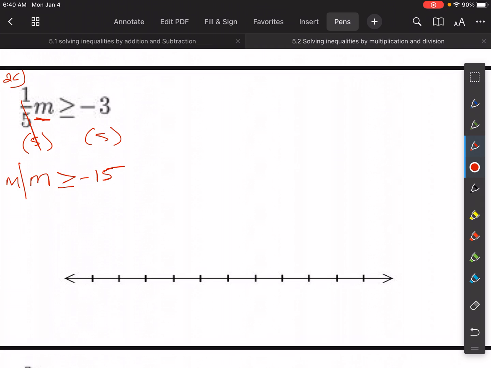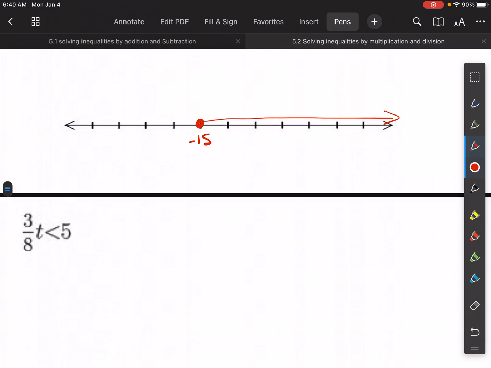So it's the m values where m is greater than or equal to negative 15. Okay, so let's label a number line here. Let's just call this negative 15. We're going to have a closed circle there because it says or equal to. And then we're looking at values that are bigger than, so they're going to be to the right. All right, so that's 2C.